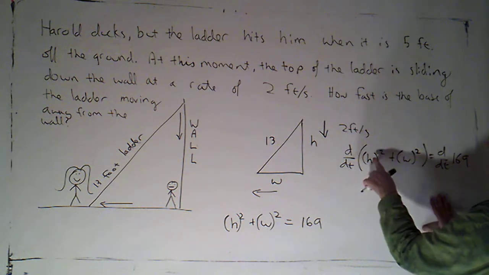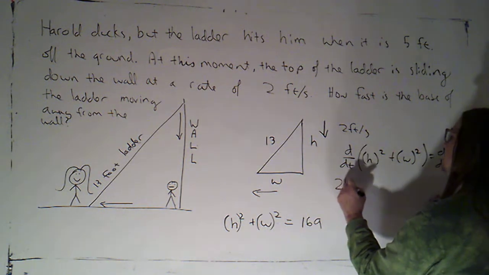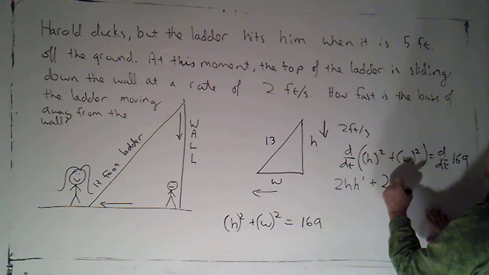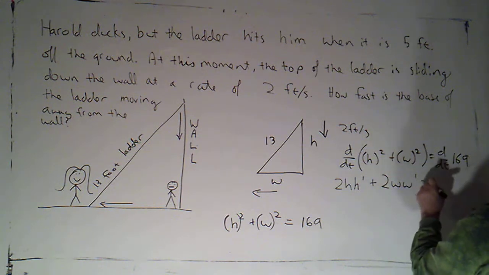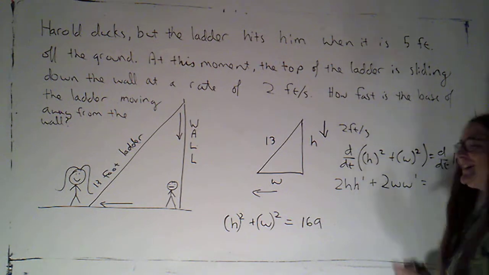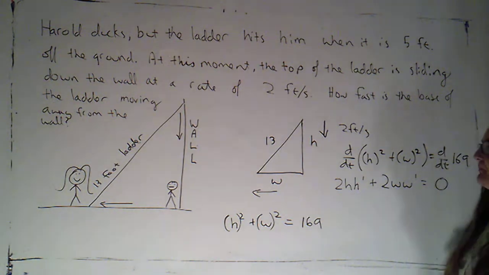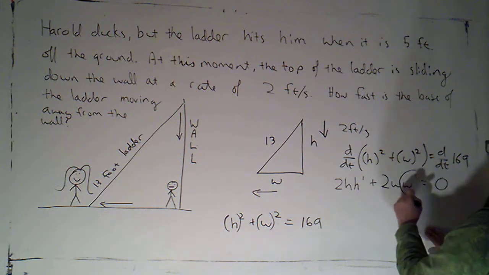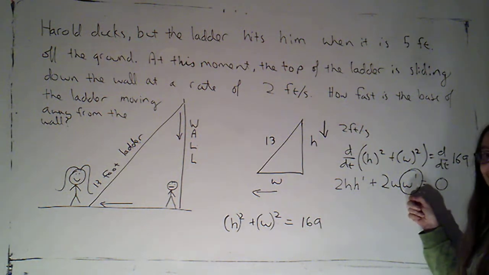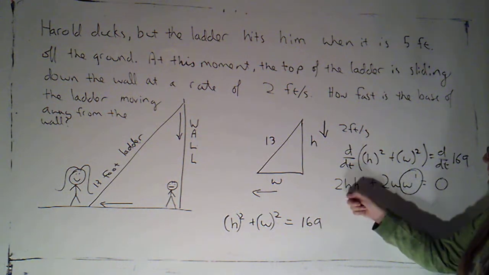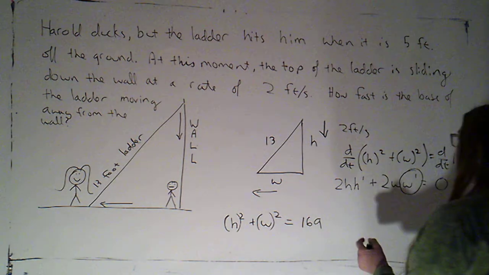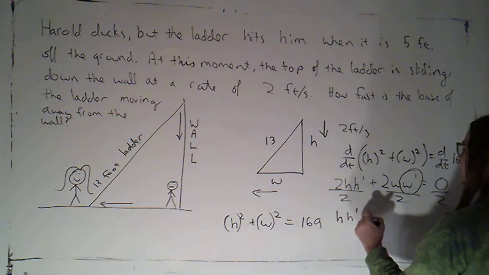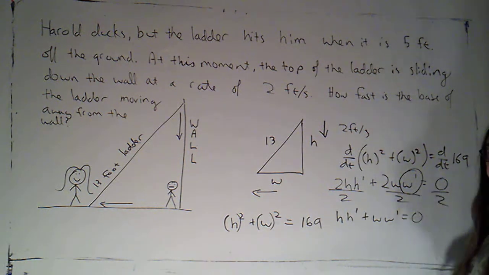Now on the left, this is chain rule. The derivative of h squared is 2h, h prime, plus the derivative of w squared, which is 2w, w prime. And the derivative of a constant is just 0. Okay, so now we wanted to know how fast it's moving away from the wall. So we want to know what w prime is at this moment in time. That means we need to plug in for h, h prime, and w. Actually, before we do that, I'm going to divide through by 2. So we've just got h, h prime plus w, w prime equals 0.